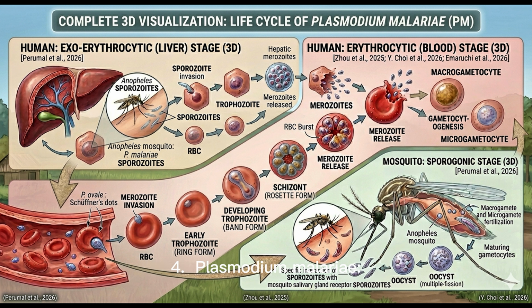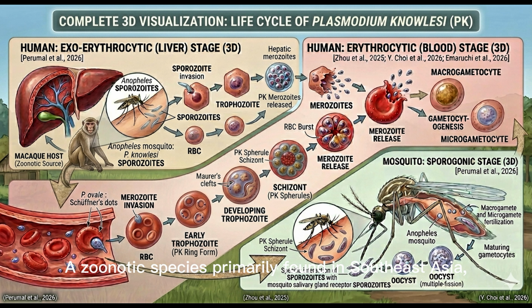4. Plasmodium malariae, known for causing a quartan fever occurring every 3 days, and can persist in the blood for decades if untreated. 5. Plasmodium knowlesi, a zoonotic species primarily found in Southeast Asia, transmitted from macaques to humans. It can rapidly progress to severe disease.